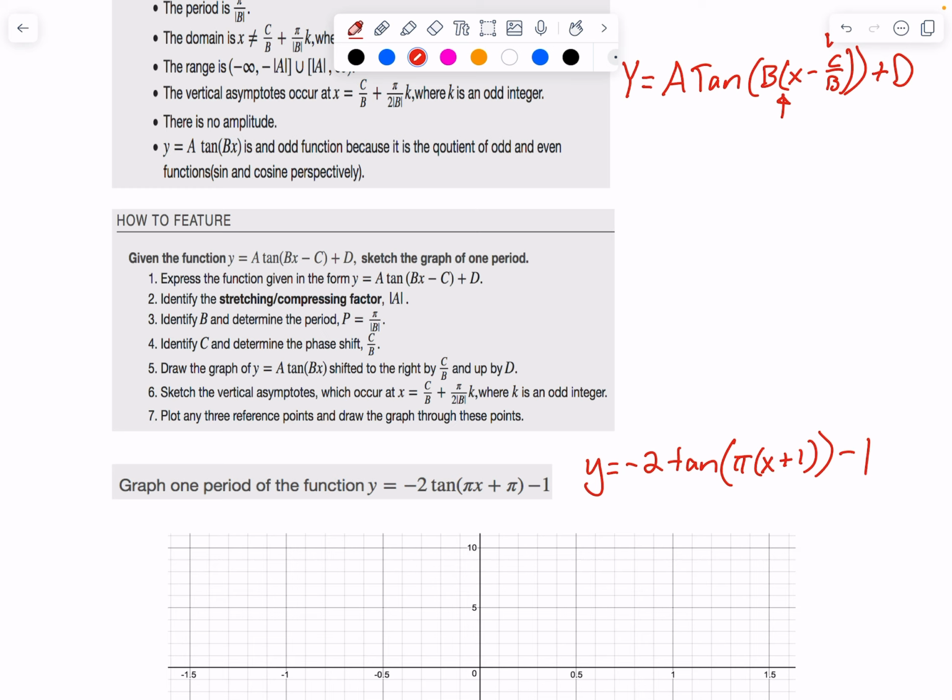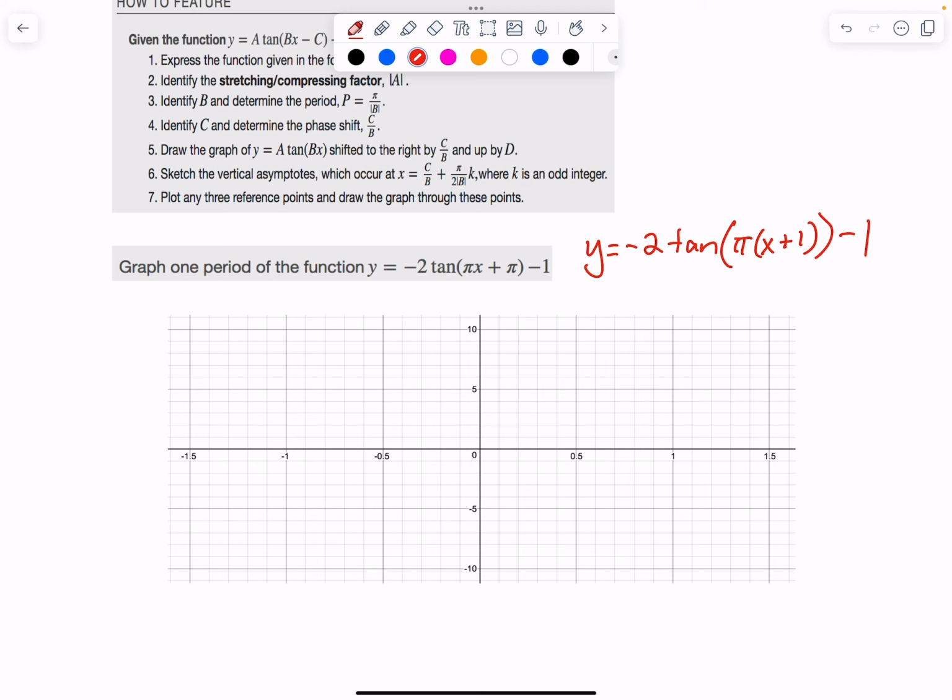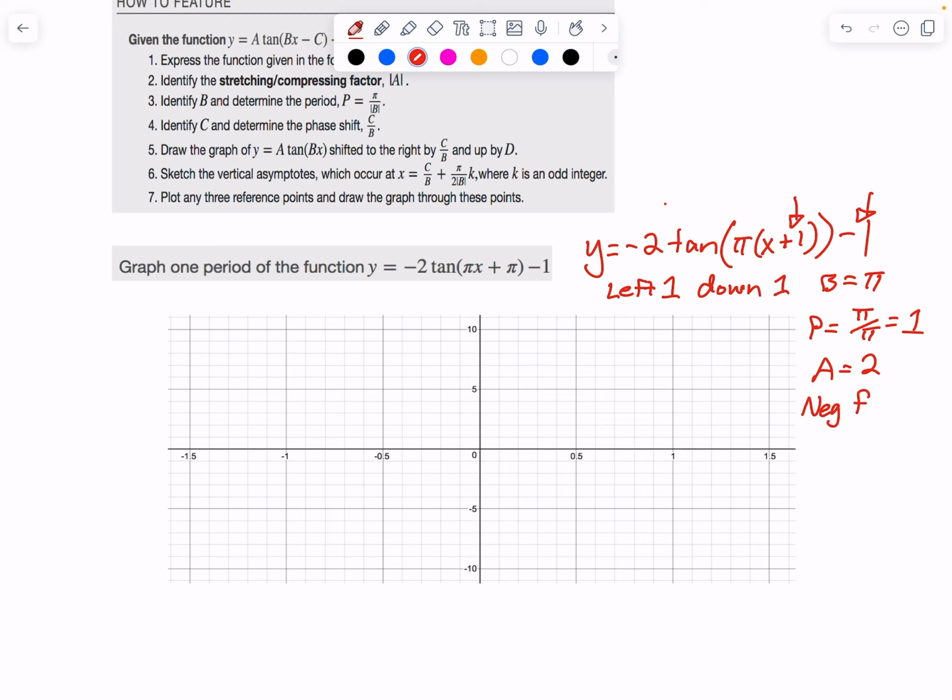Okay, so I'm going to write down a few things. We have that this shifts left 1 and down 1. That came from this being left, right, and that being down. We know also that b is pi. So if b is pi, then our period is going to be pi divided by b. Pi divided by pi is 1. So we have the period. And then we have our A. A is 2. And they called it stretching factor. I've been calling it amplitude. And then the negative will flip vertically.